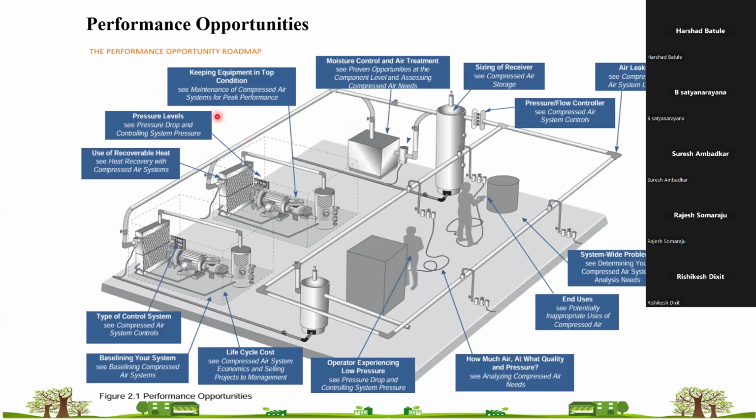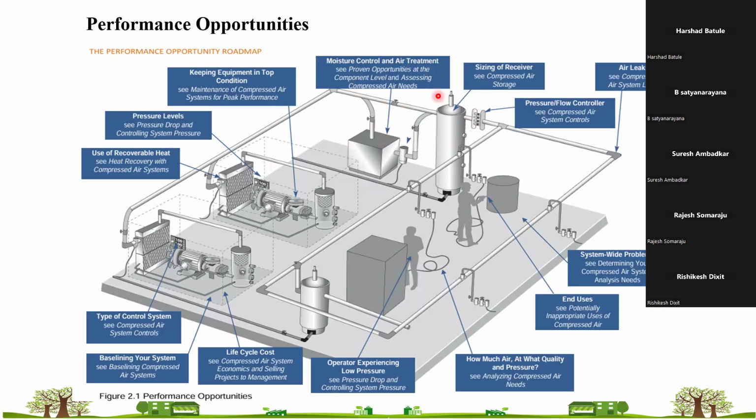Pressure levels, different examples we have given. Optimize the pressure drop and all the controlling system pressures. Then misuse of pressures has to be avoided. Then keep equipment in top condition, like maintenance, cleaning of filters, and not allowing hot air, all these things have to be in top condition. Then moisture control and air treatment, we have also seen that heat of compression type dryers, then refrigerant dryers have to be used during your moisture control, because it will consume another energy.